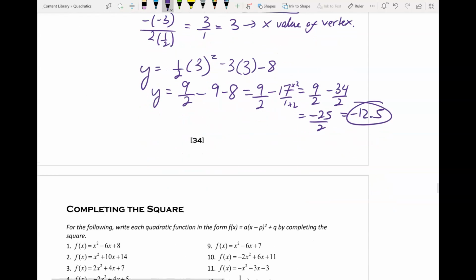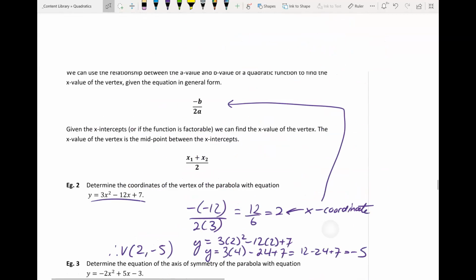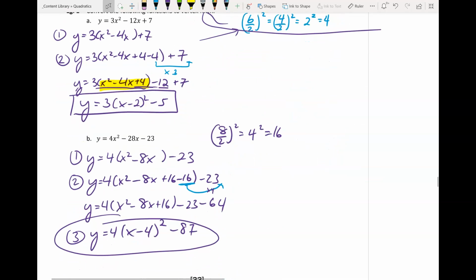So if you take a look at completing the square, I have a ton of questions for you to try from 1 through 15 because completing the square does take a lot of practice, so you get used to it. Please try to follow the steps that I have here and look at the examples of how we've done those.